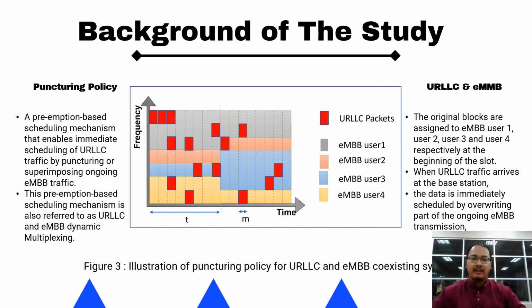Figure 3 depicts the resource allocation for eMBB users and the puncturing of resource blocks. The original blocks are assigned to eMBB user 1, user 2, user 3, and user 4 respectively at the beginning of the slot. When URLLC traffic arrives at the base station, the data is immediately scheduled by overwriting part of the ongoing eMBB transmission.